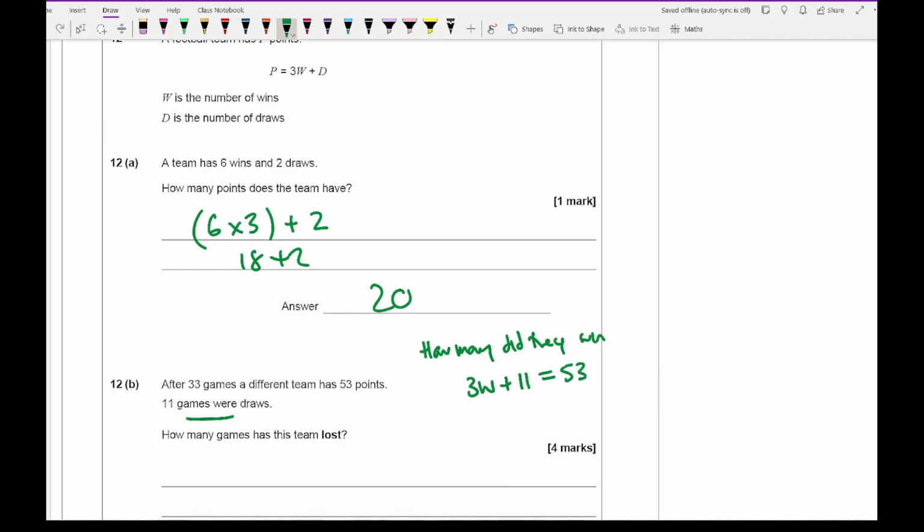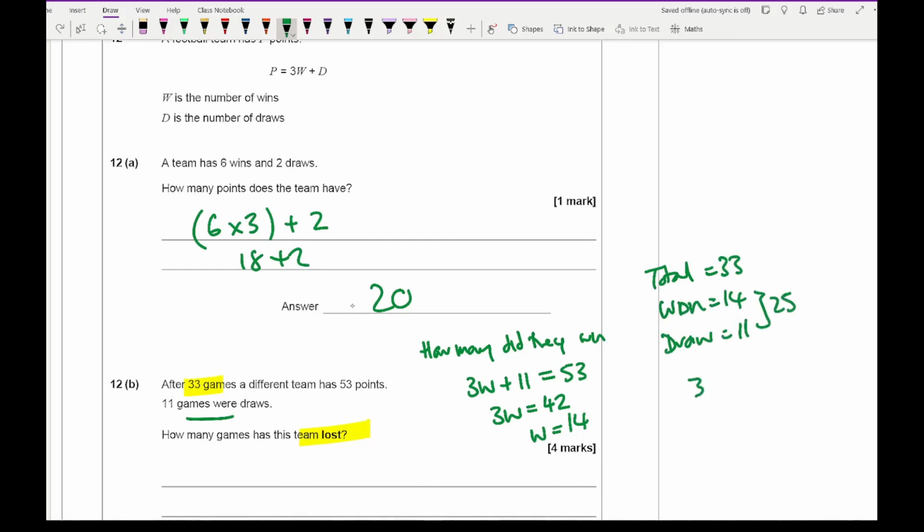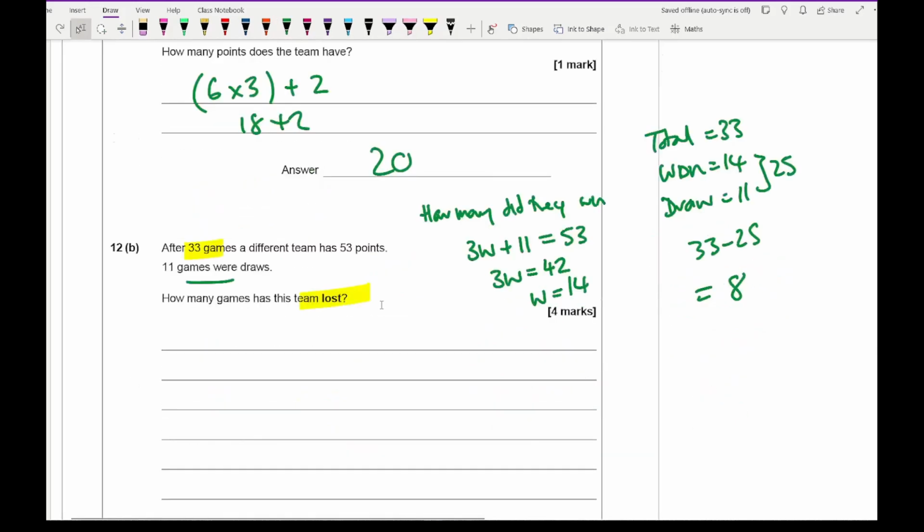So from this, what we then got, 3W equals 42. So W equals 14. Now the question is not asking how many games did they win, it's how many games did they lose. They played a total of 33 games. The total equals 33. They won 14, we drew 11, so the rest were lost. Answer that.